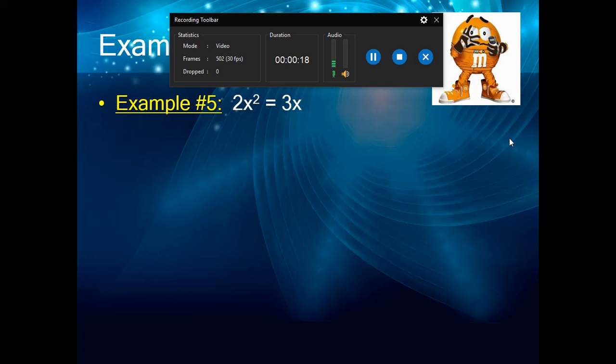Here's a quadratic function. We have a term on the left and a term on the right. So the first step in the procedure is to put all the terms on the same side and set it equal to 0. So we want to subtract 3x.